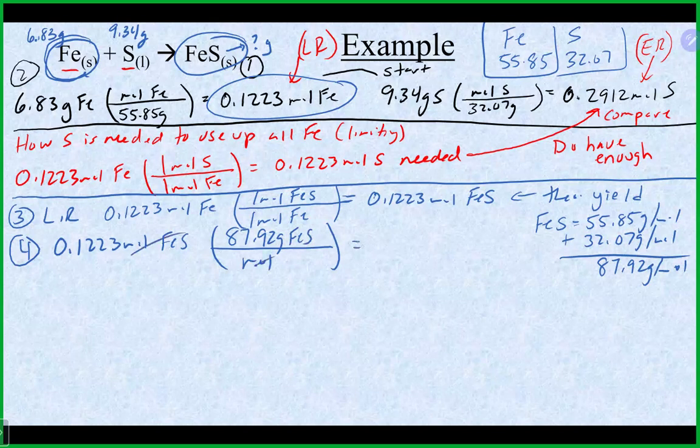Moles will cancel. And that's going to tell me here in this particular case, I'm going to produce about 10 point, I'll round up. I got a 5 on my calculator there. So 10.8 grams of FeS. This would be my theoretical yield in grams in this case. First off, any question on that there?